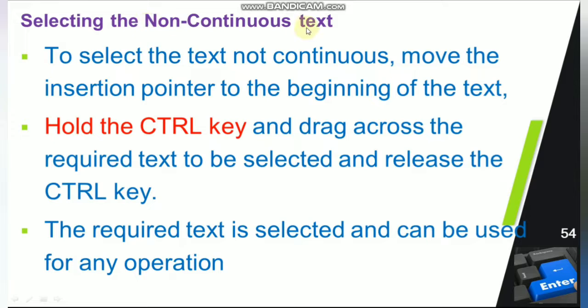Then how to select your non-continuous text is by pressing the control key and dragging across the required text. The required text is selected and can be used for any operation, right? So to select your non-continuous text, move your insertion point to the beginning of the text, hold the control key and drag across the required text to be selected. For continuous text you should press the shift key, and for non-continuous text you should hold your control key. Clear?